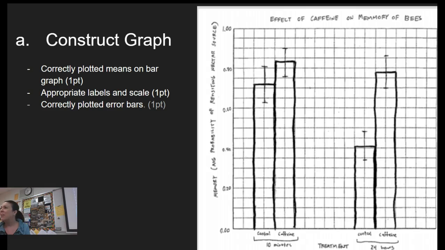If you're looking for patterns or trends, the only patterns that are significant that you can talk about are ones where the error bars do not overlap. And then again, here's what they looked at. Plotting the means on the bar graph, labels and scale, and correctly plotting the error bars. So don't forget the error bars because that's a point.